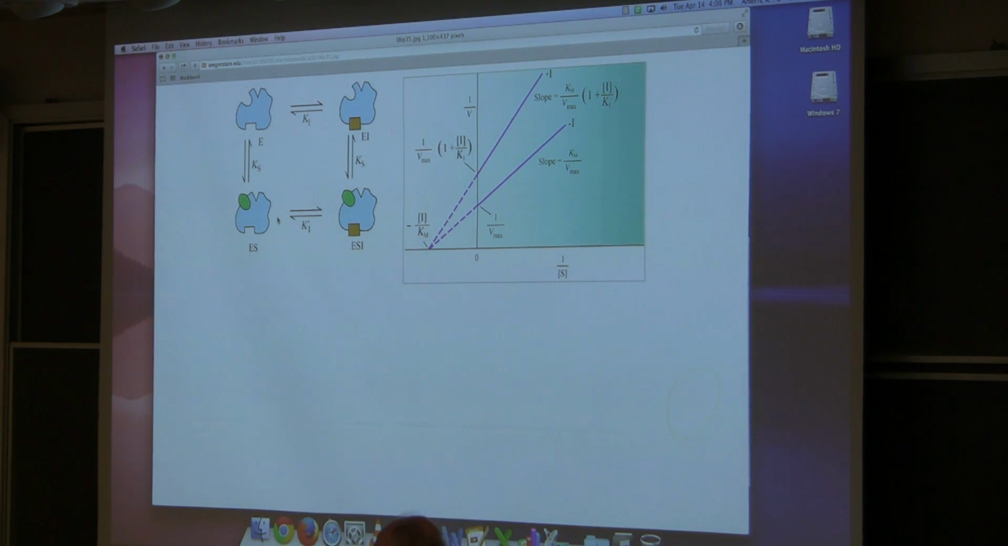Why is it the top line instead of the bottom line? Why is the non-competitive inhibition the top line? Anybody know? What's the y-intercept? What's the value of the y-intercept? It's 1 over Vmax, and it's because it's the reciprocal. That's right. So you take the reciprocal of a small number, you get a larger number. You take the reciprocal of a large number, you get a smaller number. So Vmax goes down, but 1 over a decreasing number means an increasing value on the y-axis.